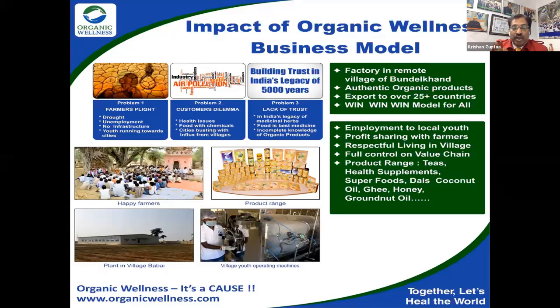The reason being, we have given employment to the unemployed in the village. Farmers are getting their due for the amazing crops we grow with them, be it moringa or different herbs, which are fetching them premium prices. Customers win because they get authentic organic products at reasonable prices. We are exporting to over 28 countries across the world. And of course, it's a win-win business model, as we say. You can see the factory in the background. You can see the meetings with the farmers in the background. And you can see one of the pictures. We have the range of Organic Wellness products. Next slide, please.